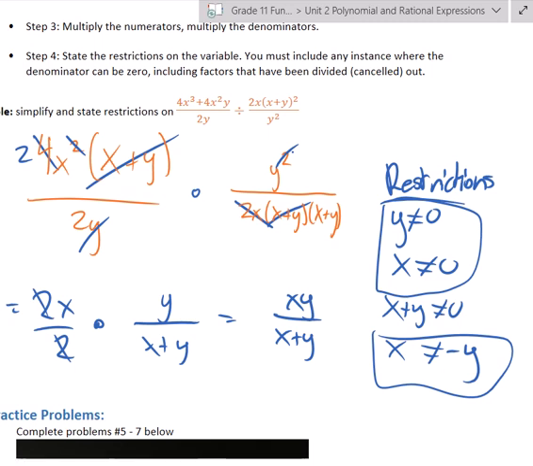So multiplying and dividing rational expressions, always factor if possible, and then be careful when you're canceling out that you are only canceling out common factors. And then at the end, always state your restrictions.